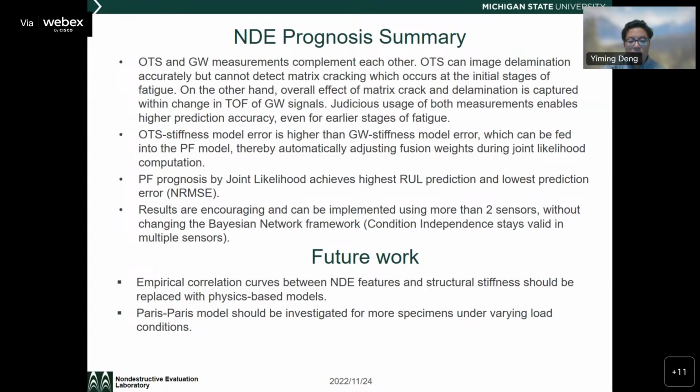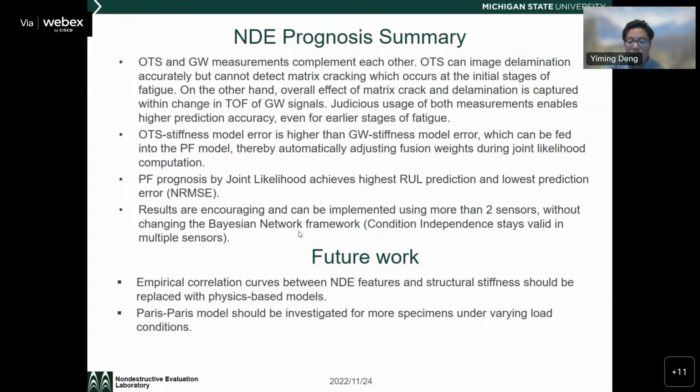Some future work has been identified here. For example, the empirical correlation curves between NDE features and structural stiffness should be replaced with a physics-based model. Then if you have a better physics-based model, you don't really need to rely on this empirical correlation.